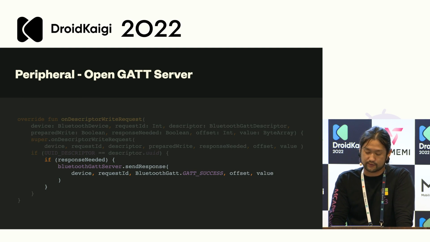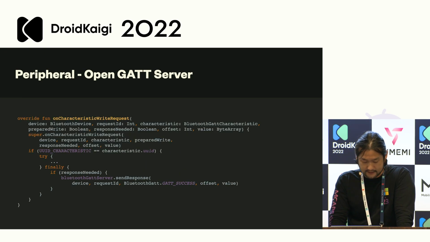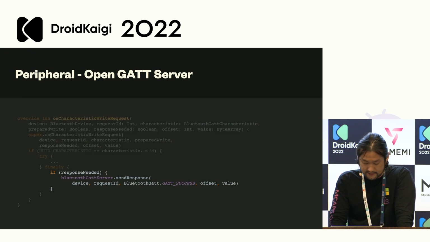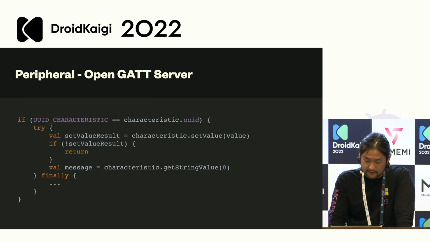So whenever this is true, you need to respond back to the Central. Same here. If the response needed flag is true, reply appropriately. In addition, on-characteristic write request comes with a request to write characteristics. This means that the message was sent by Central to the peripheral. Therefore, we should add code to store this.